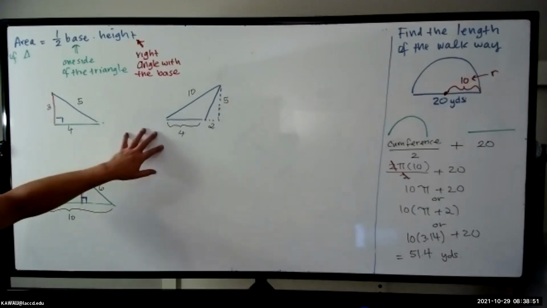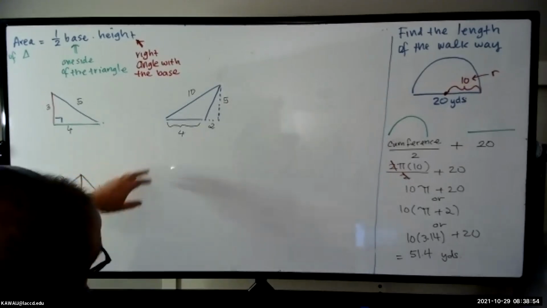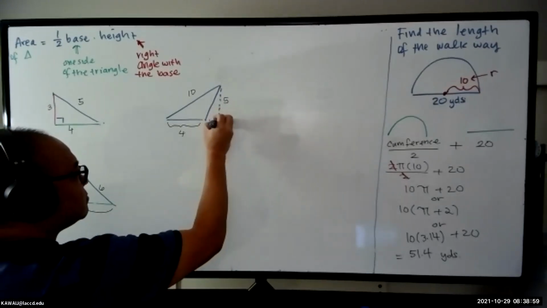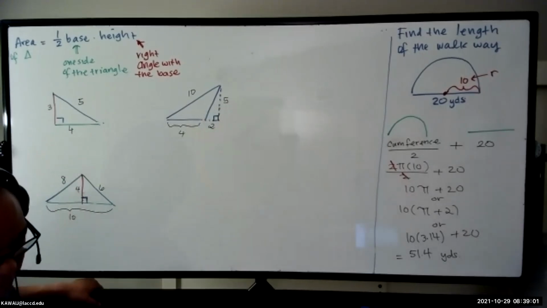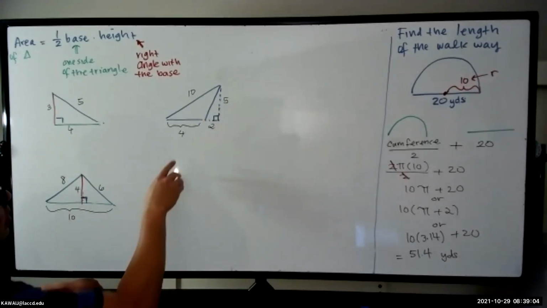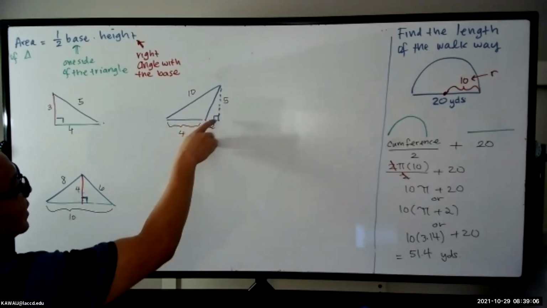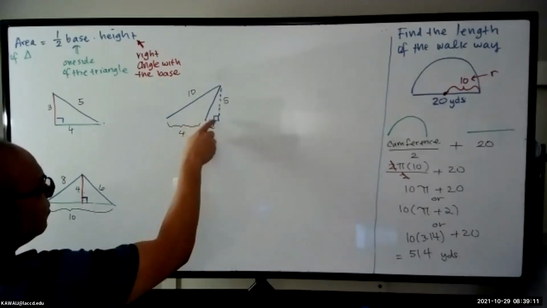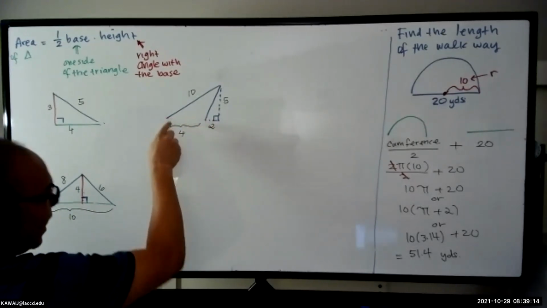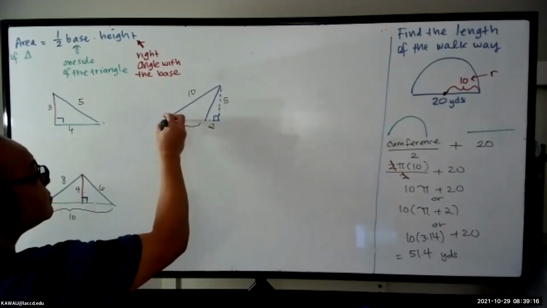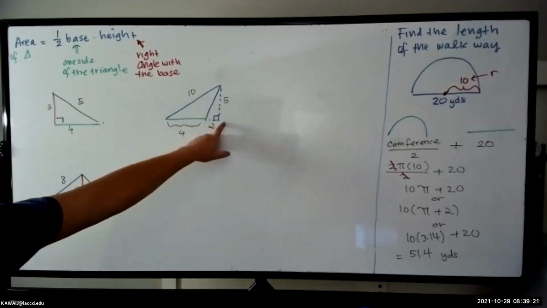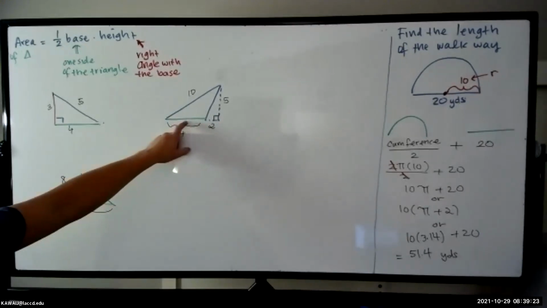Now, this is the hardest one because it's not that intuitive. The only right angle I see is right here. That's my only right angle. So when I want to look at, this right here has to be my base. Okay. Now it doesn't extend to here because it's one side of the triangle. Okay, so it's this one.